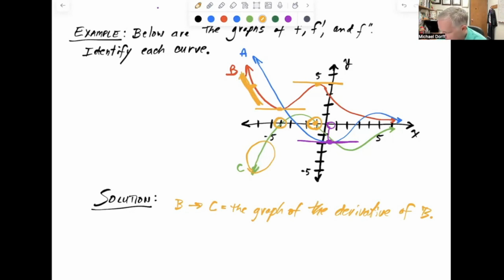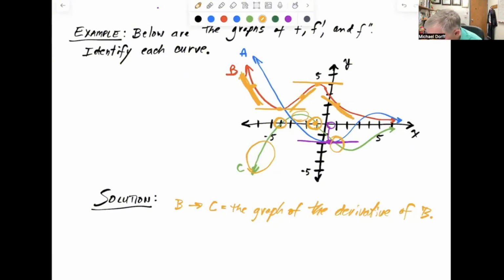If I go to a point about, let's say, -2 or so, and draw the tangent line there on B, the red graph, I have a positive slope, and that matches with the green line being above the x-axis, positive values. And finally, if I take a point where x is +1 on the red line, I draw the tangent, the slope of that is negative, and I see that the green line is below the x-axis. So C is the graph of the derivative of B.